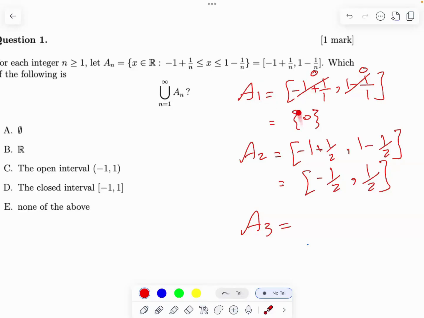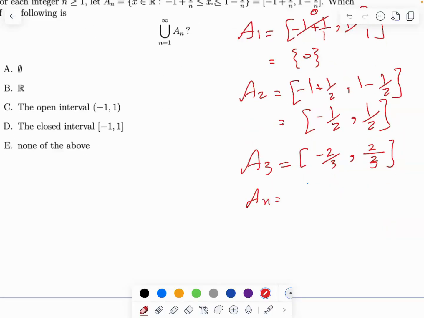A1 is 0. A2 is again n equal to 2, so minus 1 plus 1 over 2, 1 minus 1 over 2, so minus half and half. For A3, if I write, I will get minus 1 plus 1 over 3, which will be minus 2 over 3, and 1 minus 1 over 3, it will be positive 2 over 3. And A_n, if I continue until the end, I will get minus 1 plus 1 over n, 1 minus 1 over n. I don't want to simplify this one.